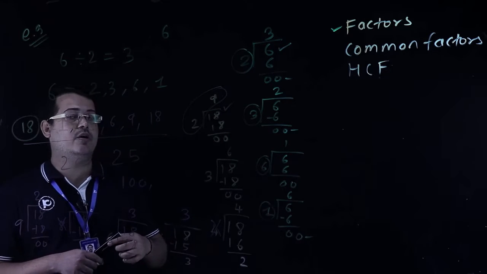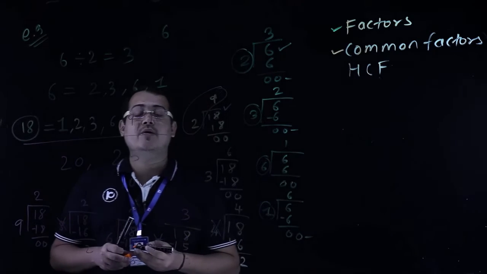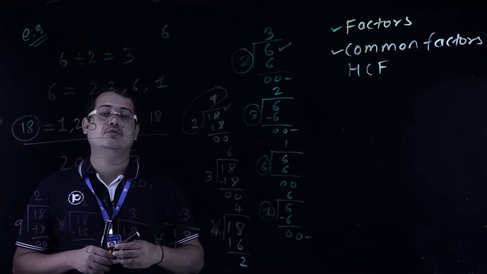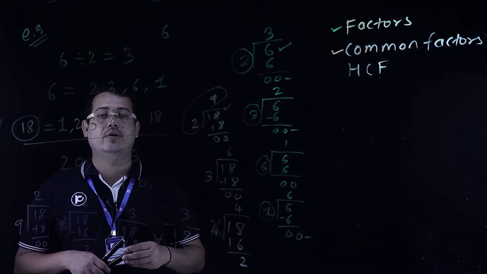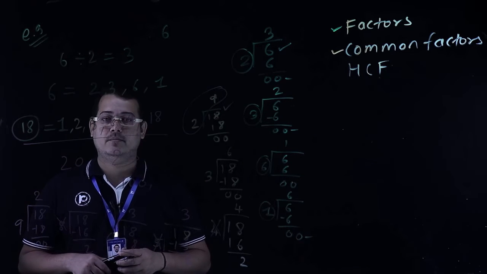The next topic we are going to start is the common factor. For common factors, we should have at least two numbers, because to find anything common, we need two different numbers. So let us start with common factors.